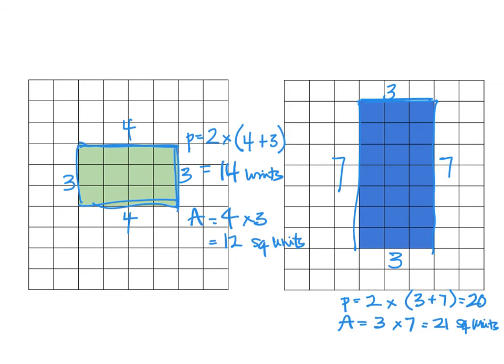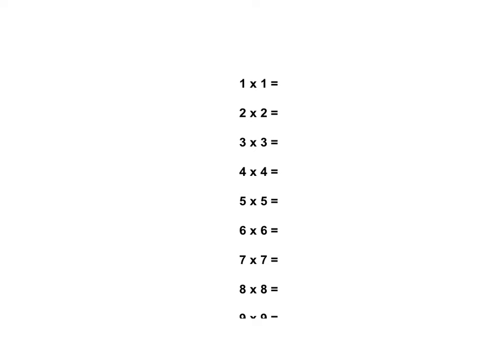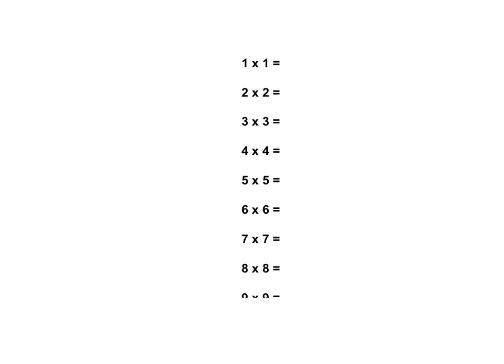Alrighty, that is our practice and review of perimeter and area. I went kind of fast. Hopefully that's just a reminder of what we're working on. All right, we're going to work with multiplying a number by itself. This is some review, telling us that we're coming up on our multiplication and division. So it's actually pretty straightforward here.